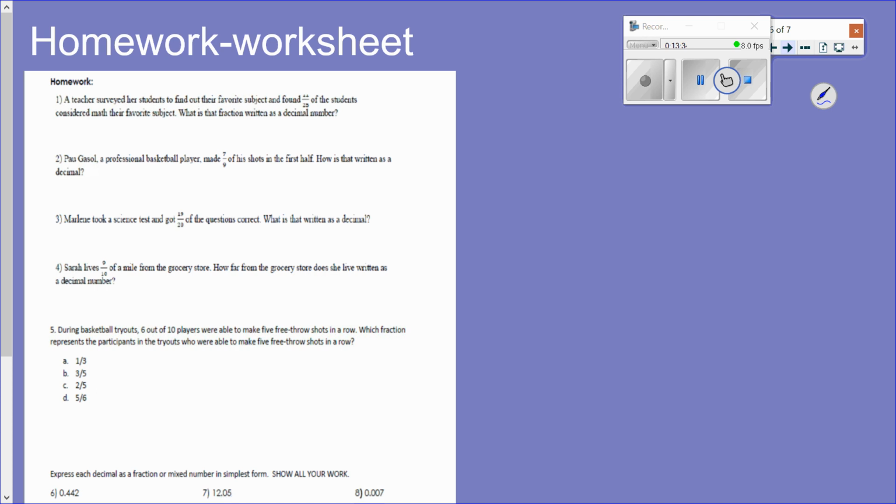Last page says homework. Is this recording? It is recording. So we get to see. So if you guys wanted the classwork answers, let's get it!